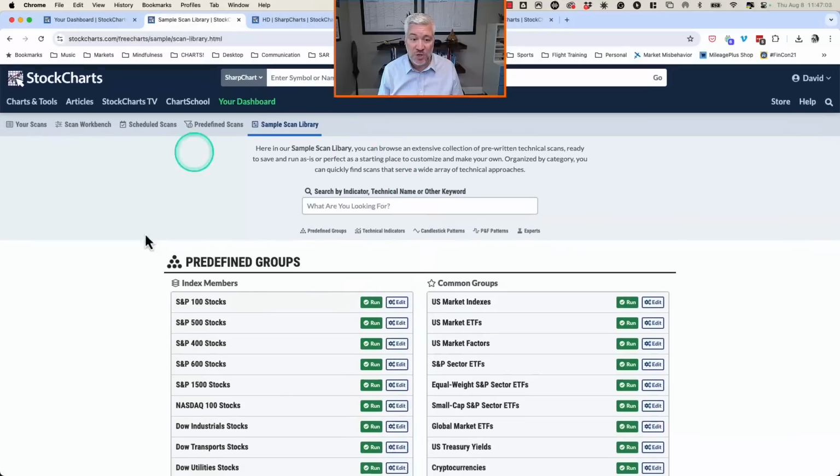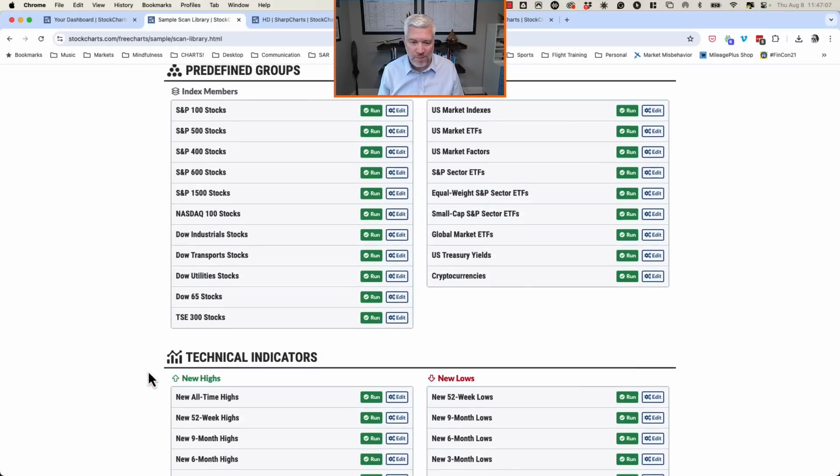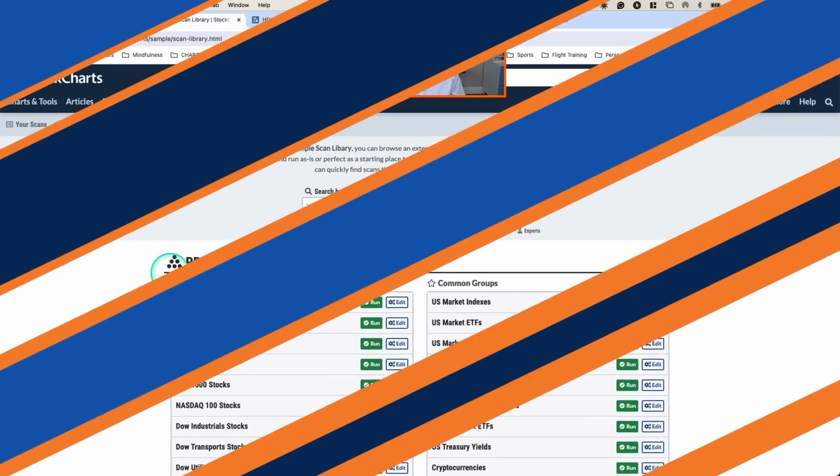And by the way, if you've not checked out our sample scan library, there are so many great capabilities of the Stockcharts platform. One of the great benefits of being a member is being able to save a bunch of scans and have them run in an automated fashion. So I have scheduled scans every day, every week. It emails me the results. It's a great way to get a platform like Stockcharts to do some of the work for you. So check it out for sure.